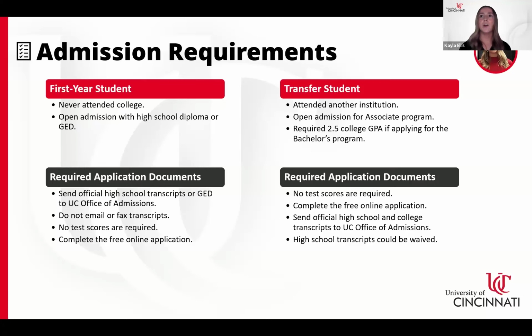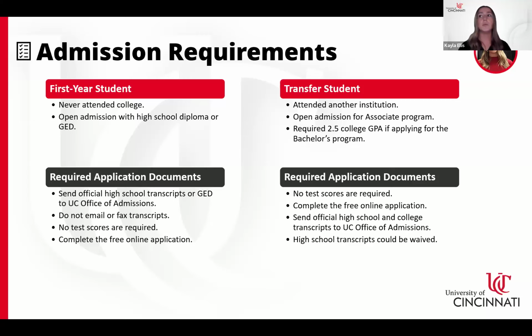Now that we've talked about curriculum, I'd like to just quickly go over the admission requirements for this program. Applicants for our programs can fall into two categories. They're either first-year students or transfer students. So a first-year student is somebody that has never attended college. Admissions to our associate's degree is open to first-year students with a high school diploma or a GED.